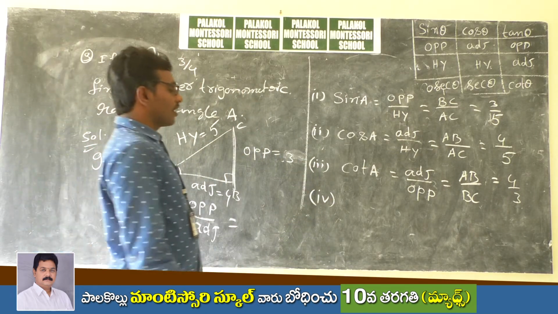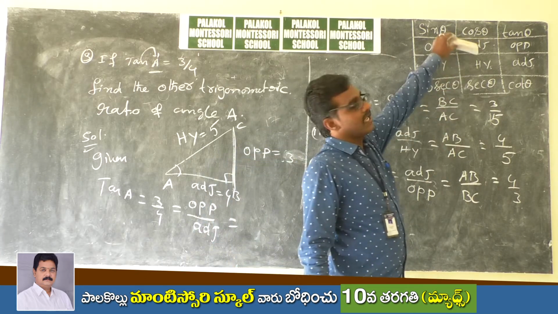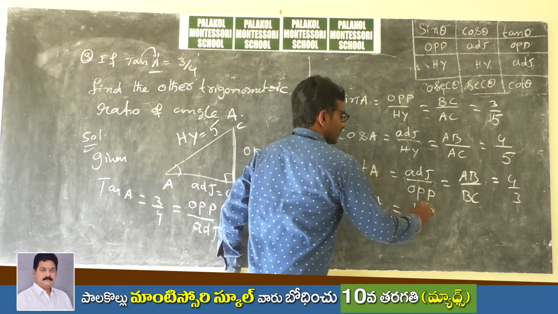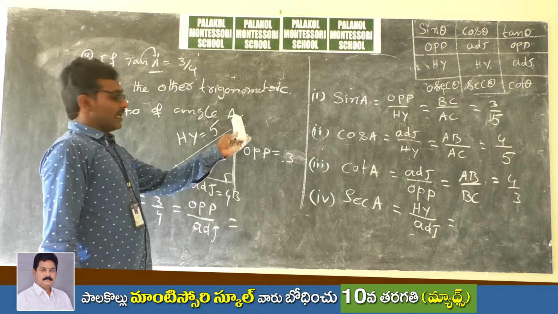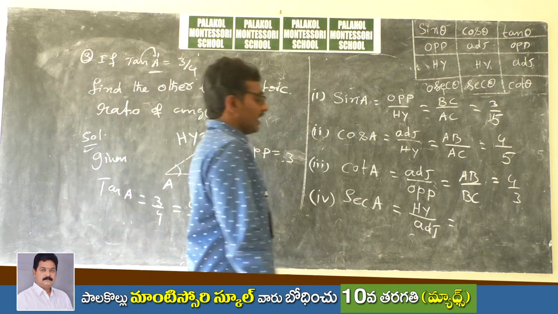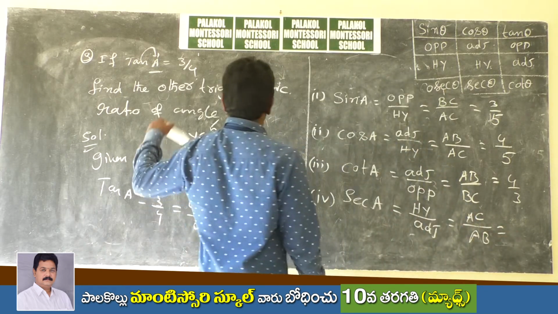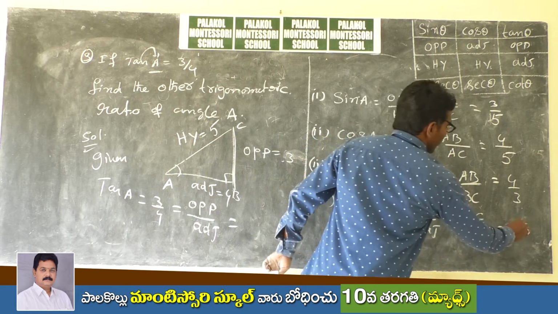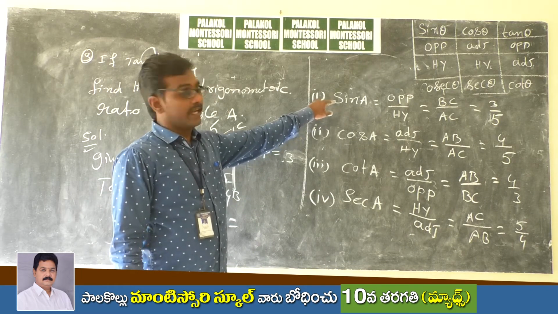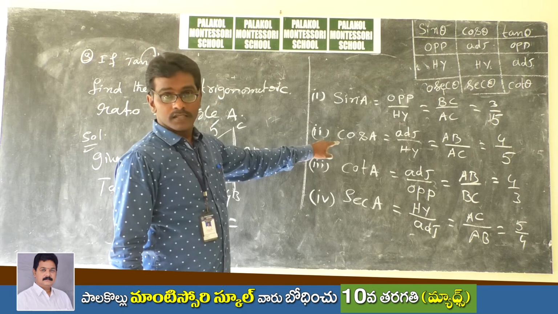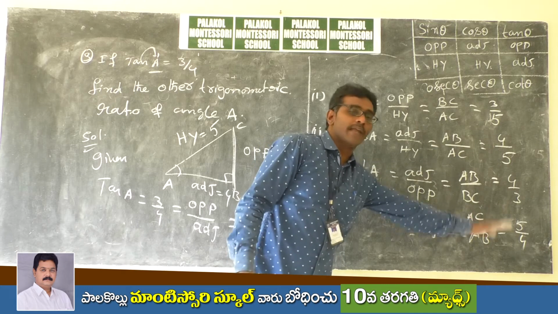Next, fourth one. Secant theta. What is the ratio formula for secant theta? Secant theta ratio formula: hypotenuse by adjacent side. What is the name of the hypotenuse? AC. AC by adjacent side AB. AC length is 5, this length is 4. 5 by 4. Already we know that it is the reciprocal of the cos. What is the cos value? 4 by 5. Its reciprocal is 5 by 4.